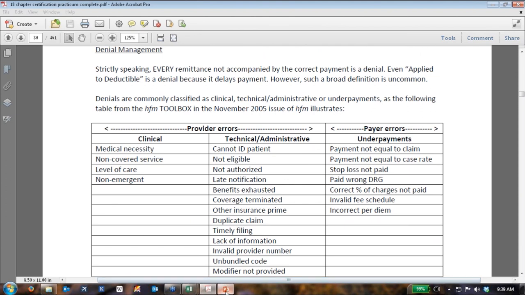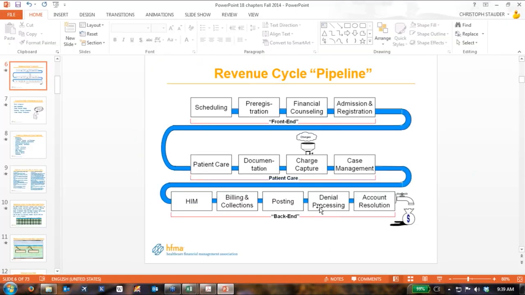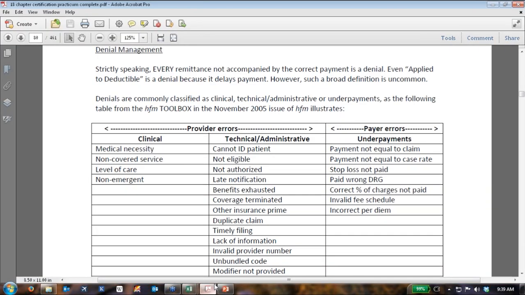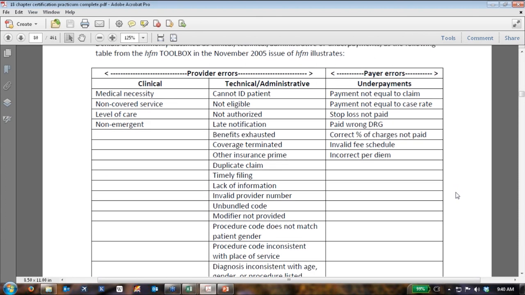Denial management is another area where we're going to quickly dive in. It's this box right here, this denial processing box right here. So what is a denial? Again, ask one person and ask two people, you'll probably get different answers. So I'm trying to make denials as simple to understand as possible, and I'm relying here on an article from November 2005 in the HFMA magazine, which I think classifies denials entirely correctly. It distinguishes between provider errors and payer errors, and both of them are denials. And amongst provider errors, it distinguishes between clinical and technical administrative denials.